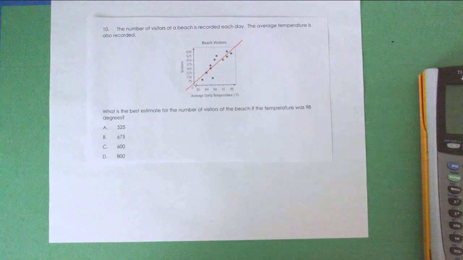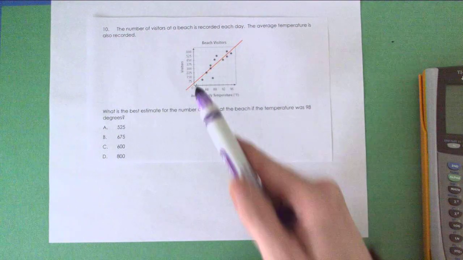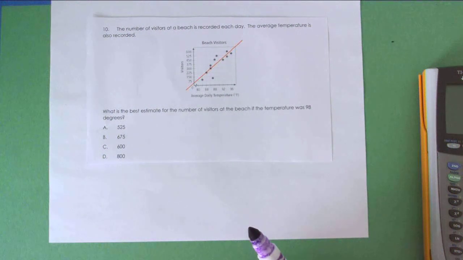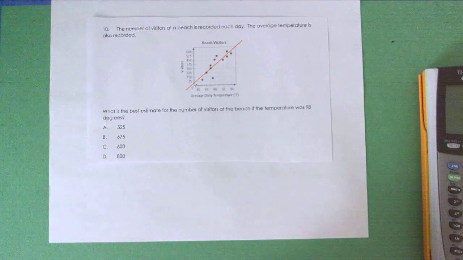Now, when you took this test, the orange line that I've drawn in here as the line of best fit was not there. You had to draw it in. So let me talk to you about why I drew the line where I did.